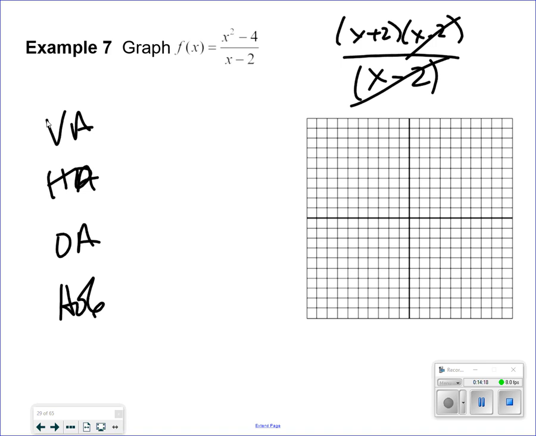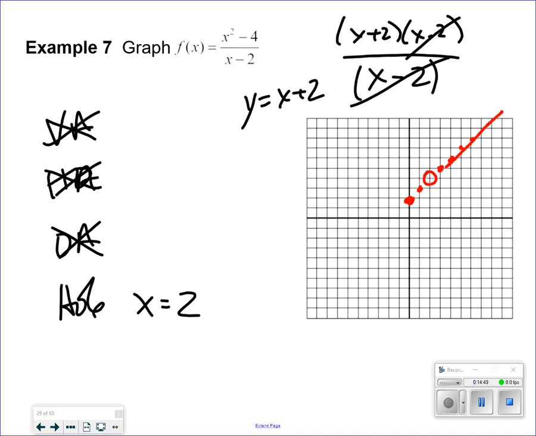Something cancels, so that makes a hole. So there's a hole when x equals 2, because that is the value that makes that parenthesis 0. So there is a hole. Now, graph what's left. Well, wait a minute. What's left isn't a fraction anymore. So there is no vertical asymptote. There is no horizontal asymptote. There is no oblique asymptote because it's not a fraction. We have a positive 2 with a slope of 1. So to make a long story short, this is a line with a hole in it.